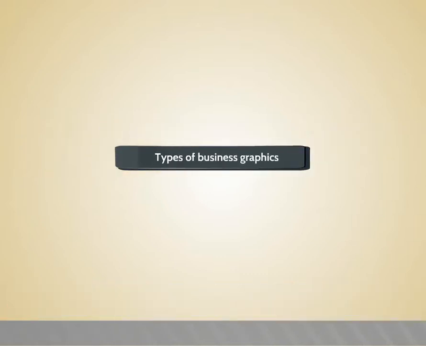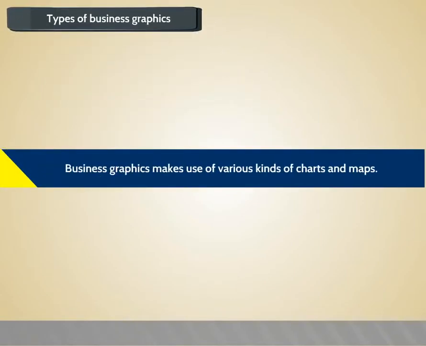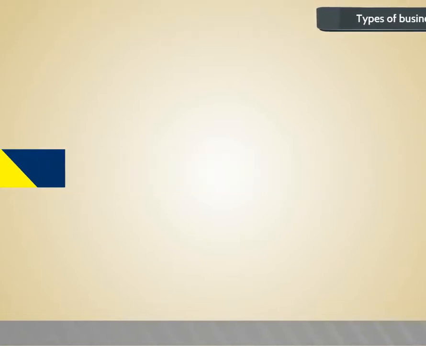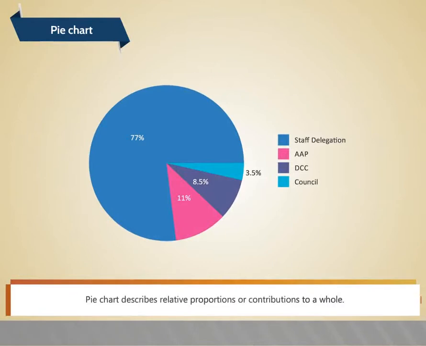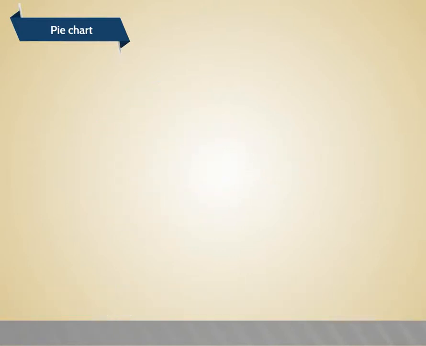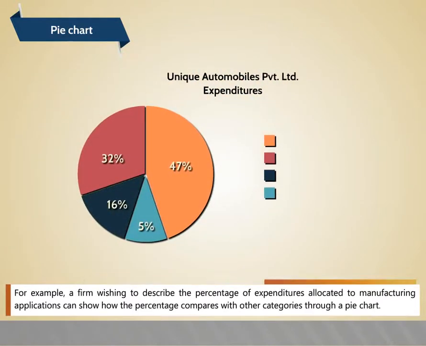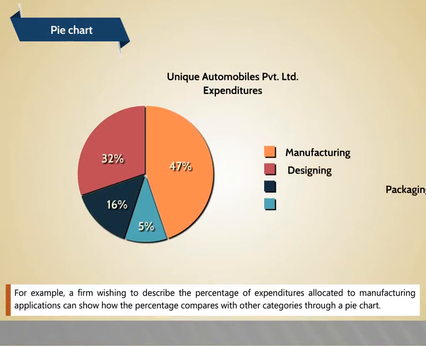Types of business graphics. Business graphics makes use of various kinds of charts and maps. Pie chart. A pie chart describes relative proportions or contributions to a whole. For example, a firm wishing to describe the percentage of expenditures allocated to manufacturing applications can show how the percentage compares with other categories through a pie chart.